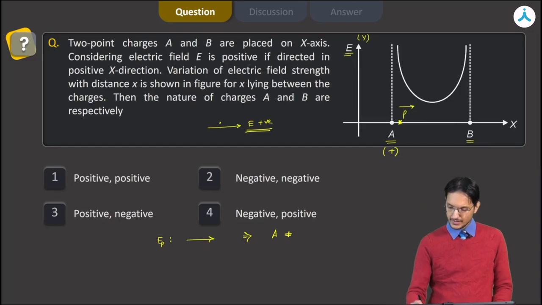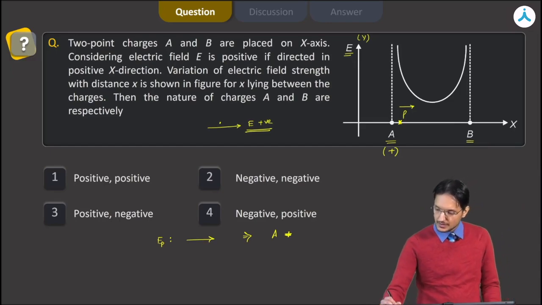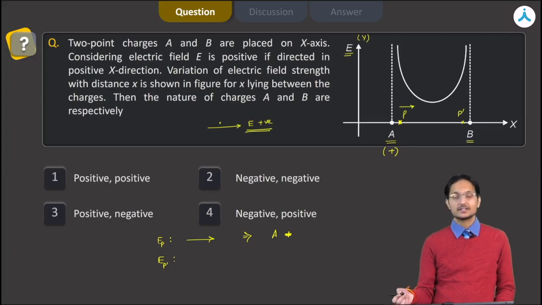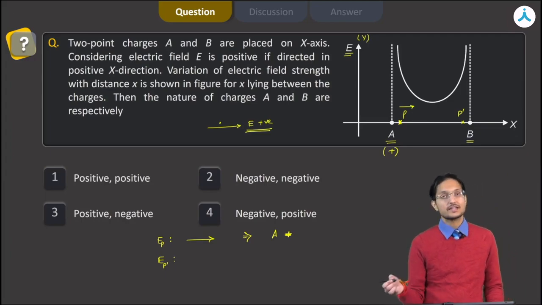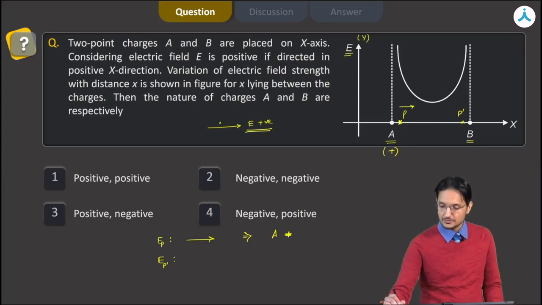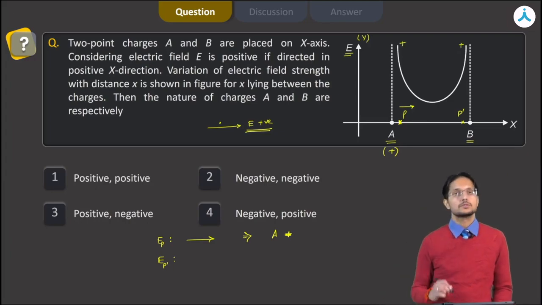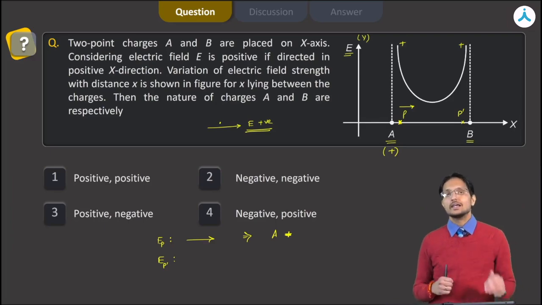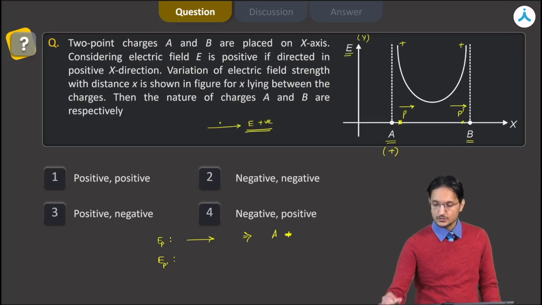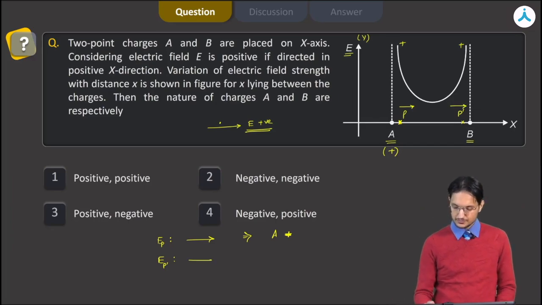Alright. Now let's move on to B. Let's choose a point in the vicinity. Let's call this P dash. Now I can clearly see that E at P dash is directed again towards right, since here also electric field is coming out to be positive, since the graph is above the x-axis. That means here also the electric field is directed towards right, like so.